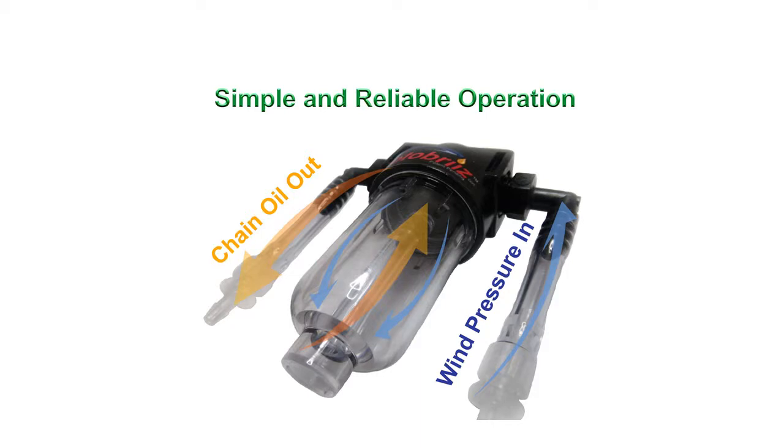Here is an example of the device, and as you can see, there is a tube on the right that detects wind pressure. The bulb in the center there is an oil reservoir, and then on the left-hand side is an output port where chain oil is dispensed when the wind pressure exceeds a certain level. Now let's hear a few brief words from the inventor about his invention process.